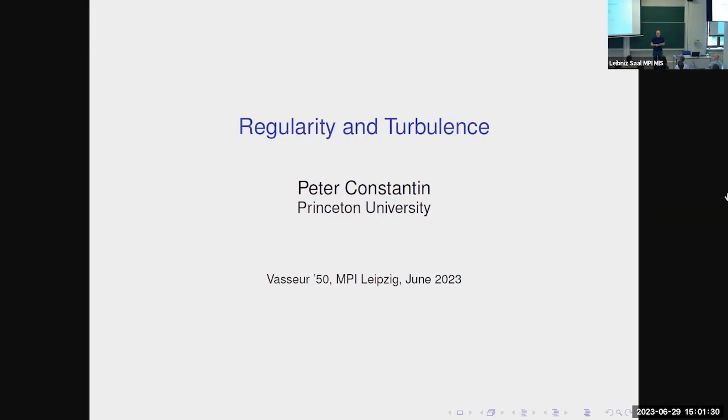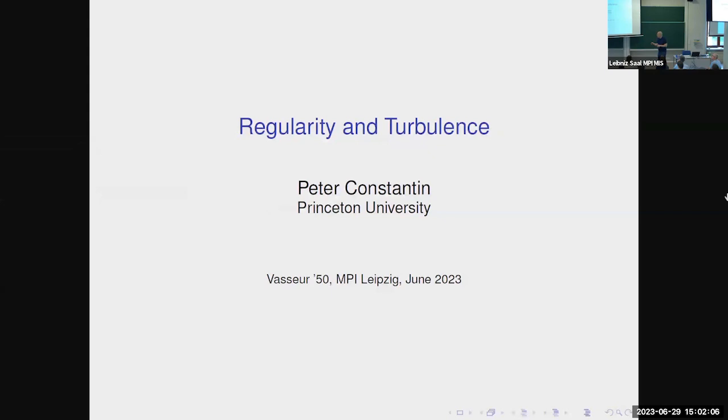So I'll start talking about this subject of regularity and turbulence. These are two important subjects, and essentially the message for those of you who want to work on something else now, the message is that they're both serious subjects, and the other message is that it's not necessary to have finite time singularities in order to describe turbulence. So there are several messages of this type.